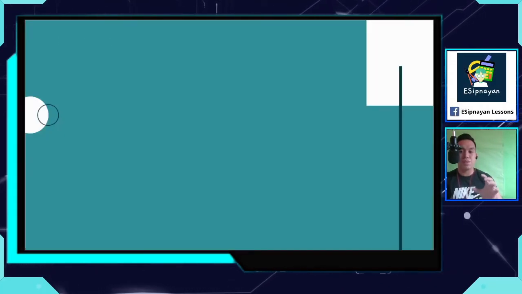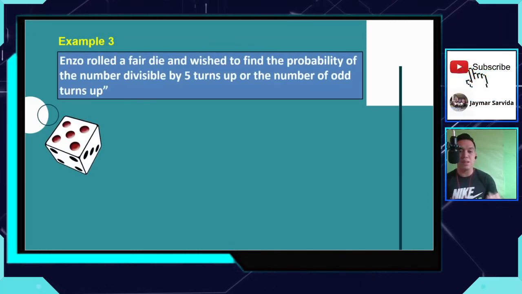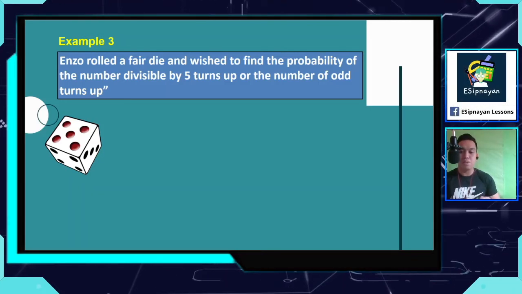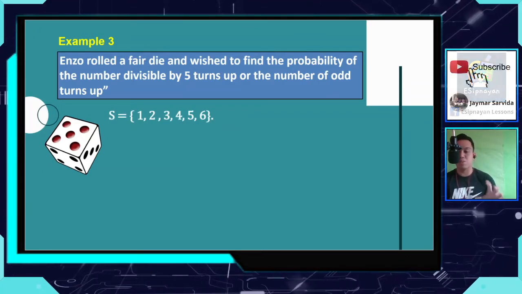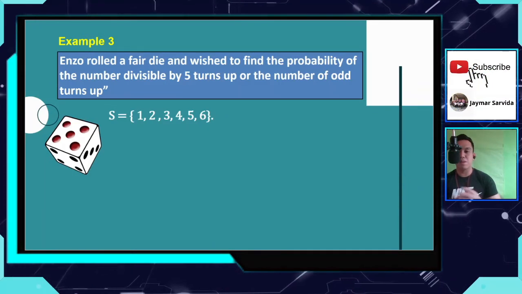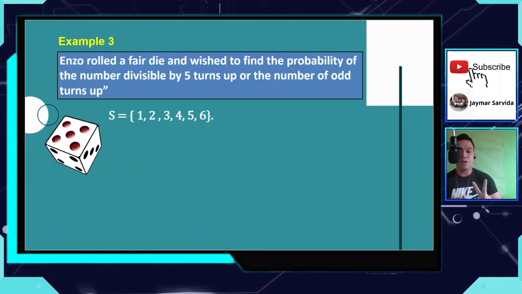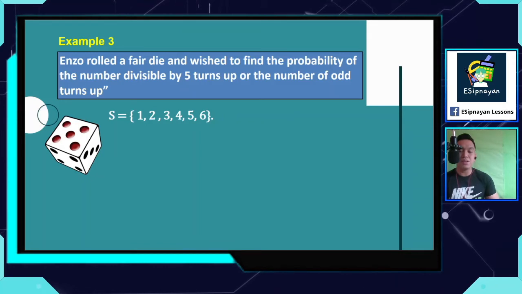Next, example number 3. Enzo rolled a fair die and wished to find the probability of the number divisible by 5 turns up or the number of odd turns up. Okay, so again, dito sa ating example, the sample space, we have 1, 2, 3, 4, 5, 6. So that is our sample space. So therefore, the total number of possible outcomes in the sample space is 6. And we have two events here. The number divisible by 5 turns up for event A. So what is the number divisible by 5 in our sample space? So that is only 5.